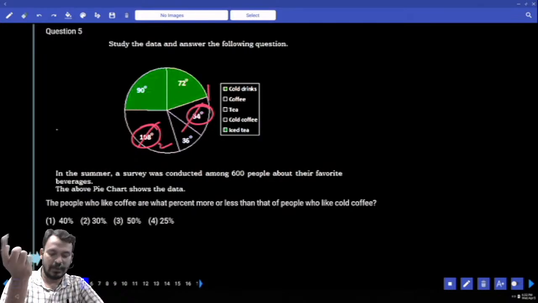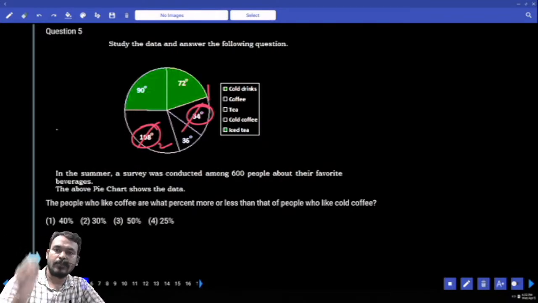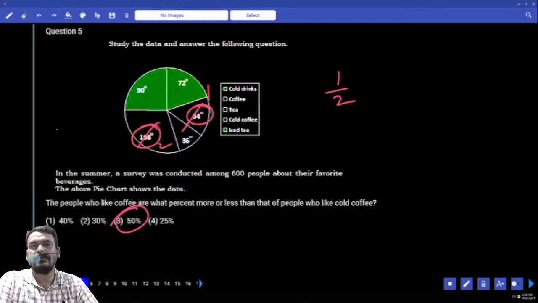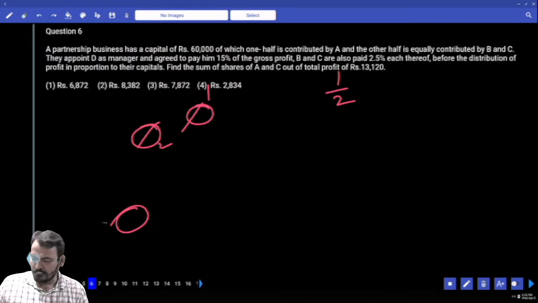How many parts are less? 1 part less. 1 upon which one? 2. 1 by 2 means 50% or not? One will be 100%, another one is 50%. How much percent is less? 50% less. Next question number 6.